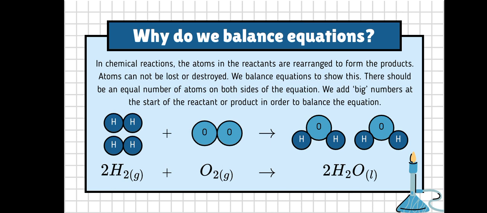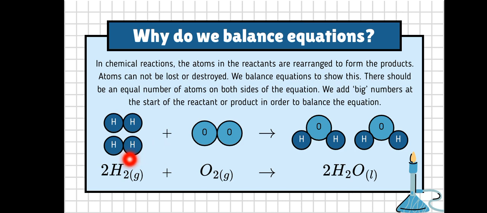In chemical reactions, the atoms on the reactant side are rearranged to form the products. Always remember that atoms cannot be destroyed or lost, so we balance equations to show this. There should be an equal number of atoms on both sides of the equation. So you have to add big numbers at the start of the reactant and product in order to balance it. Now how will you do it?